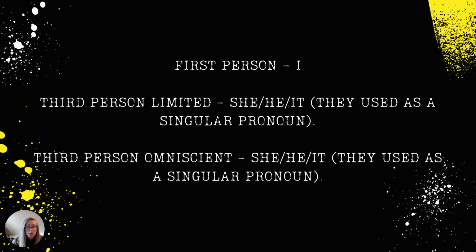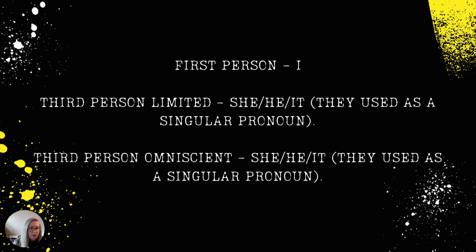Or you could choose the third person omniscient, which again is she, he, or it. But in this case, the narrator is able to fly around and go into one person's head and then go to another person's head and have a look over the whole situation and move it around. So those are probably the 3 that you're going to choose. So brush up on those because they're really important.